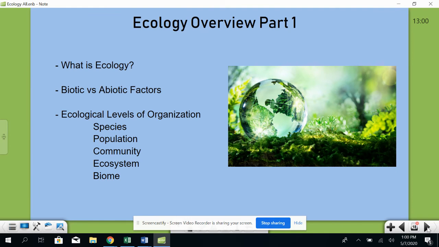So just an overview of part one. We've talked about what is ecology, biotic and abiotic factors, and then we've talked about the ecological levels of organization. That's species, population, community, ecosystem, and a biome.